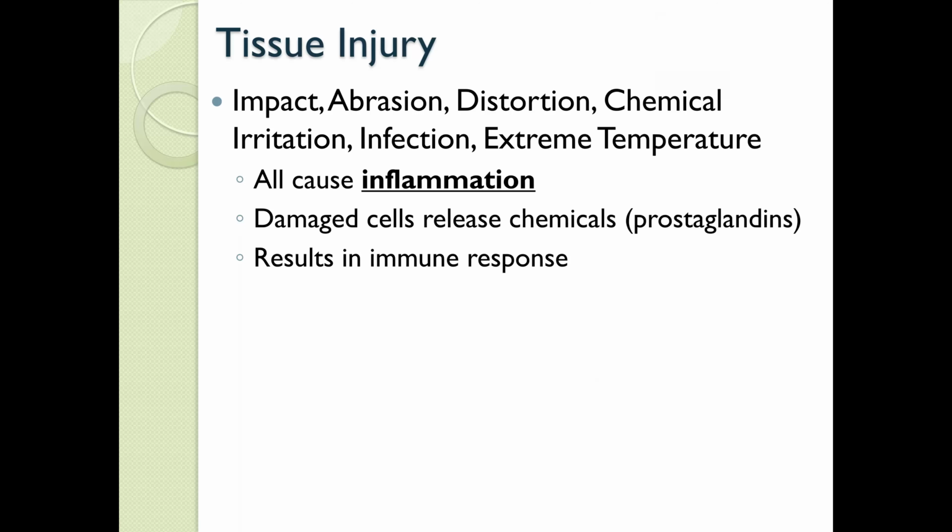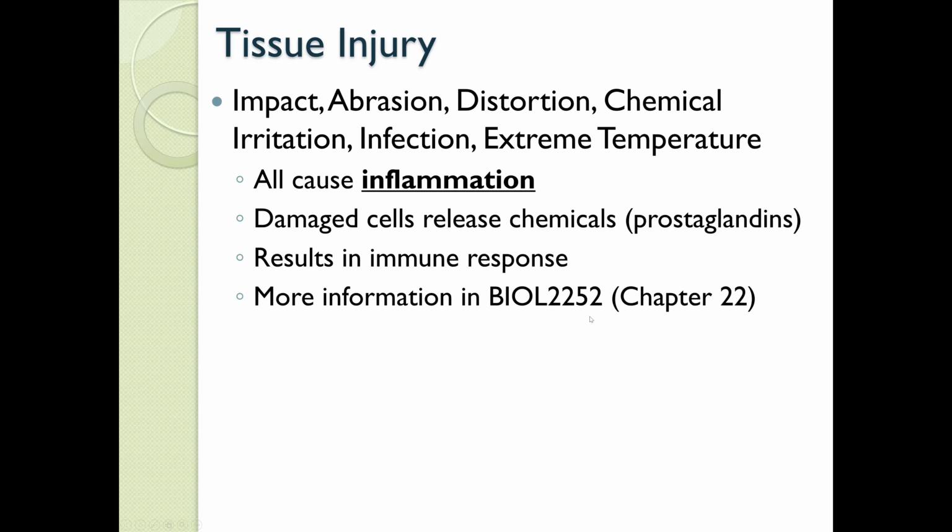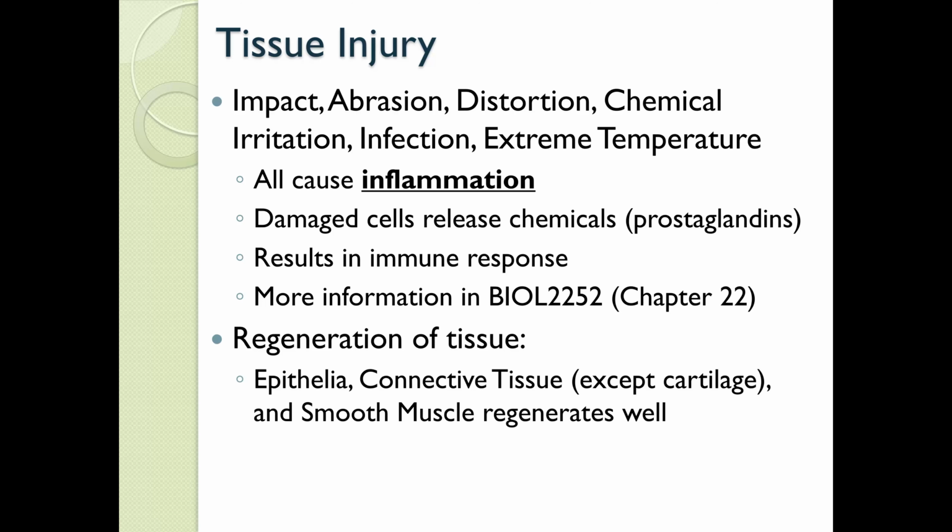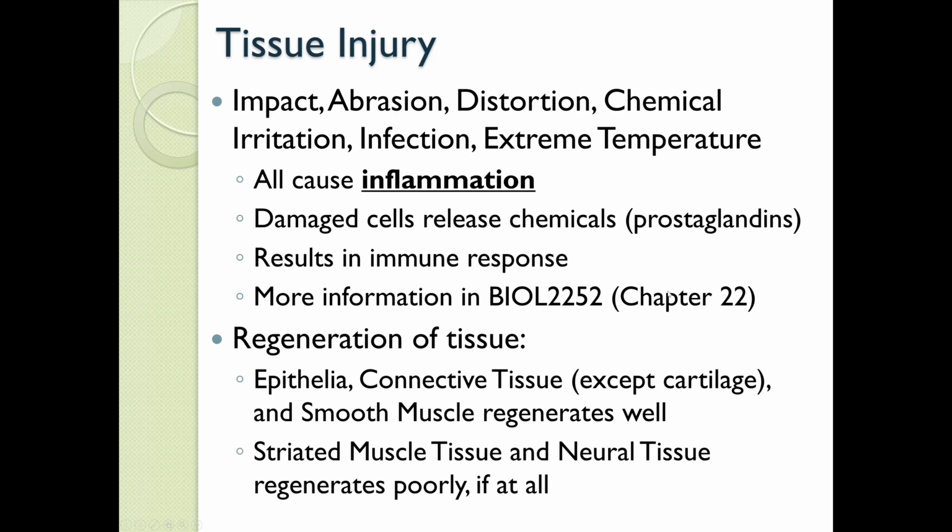This results in an immune response. And you're going to get a lot more information about how the immune system works next semester, chapter 22. So after tissue is damaged or injured, the body wants to regenerate it, but different tissue types have different abilities to regenerate. Epithelial tissue, connective tissue except for cartilage, and smooth muscle tissue all regenerate very well. So those types of tissues you can replace when they've been injured, except for the cartilage.